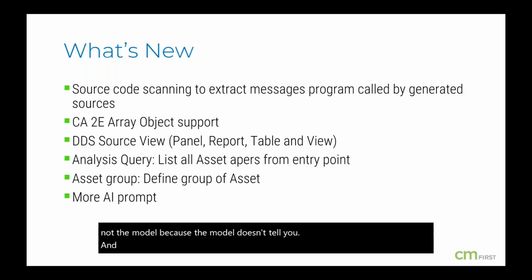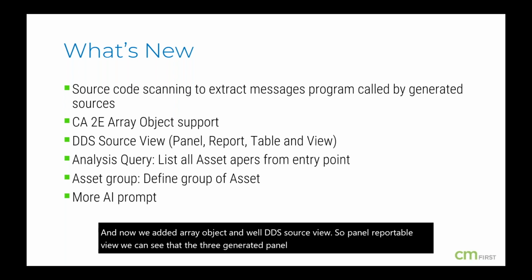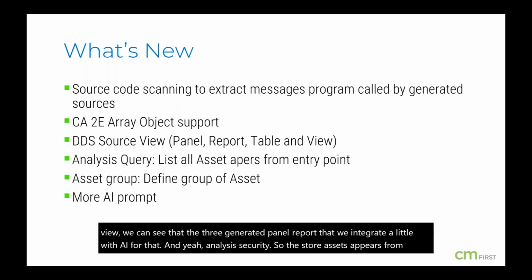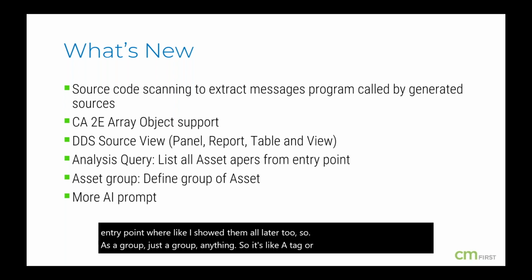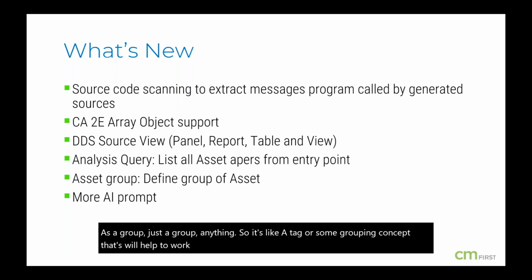And now we added array objects and a DDS source view, so panel, report, and table views. We can see that we generated the panel report, and we integrated it with AI for that. And analysis security lists all the assets that appear from the entry point. I'll show a demo later too. And asset group is just a group of anything, like a tag or some grouping concept that will help to work on something focused. And more AI prompts to do some jobs.